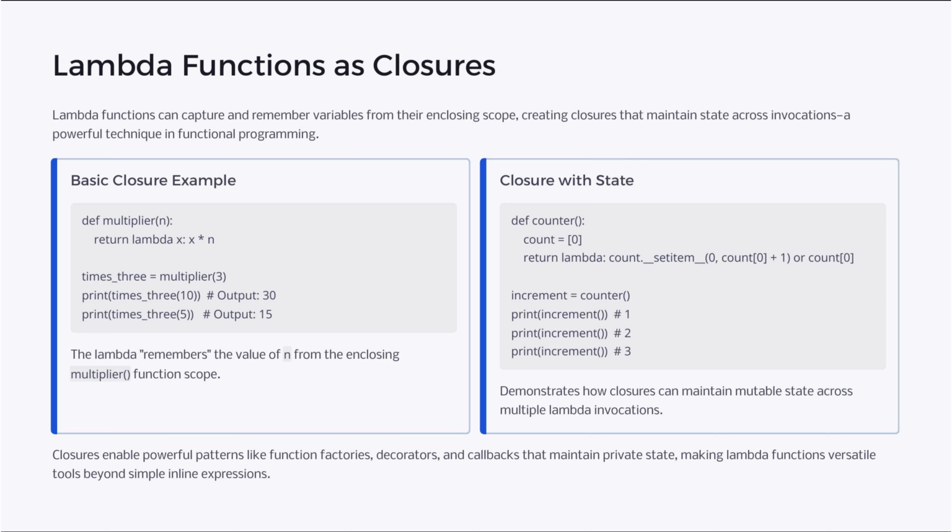Lambda functions can capture variables from their enclosing scope, creating closures that maintain state across invocations. For example, a multiplier function returns a lambda that remembers the multiplier value. Closures enable patterns like function factories and decorators, maintaining private state and enhancing lambda functions' versatility beyond simple expressions.